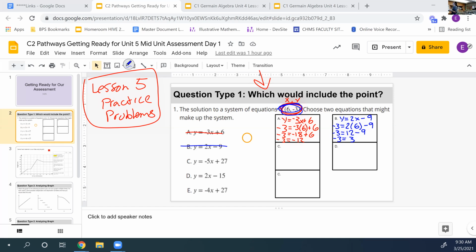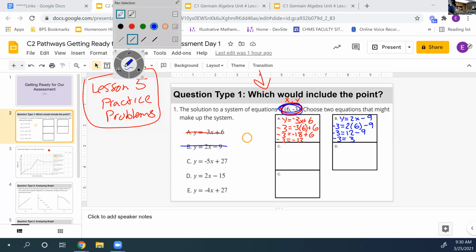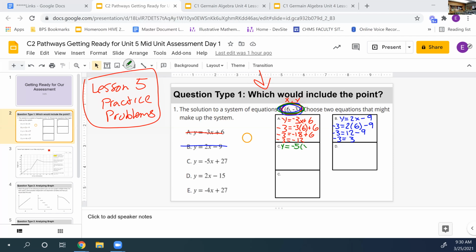It's not true. Now we're going to test one of the other ones. So we're going to use the same ordered pair, and we're going to test this third one here. That is y is equal to -5x plus 27. And you can be typing this, by the way. Ooh, goodness, we have some big numbers here. We know that our y is -3, which is equal to -5 times what? What's our x?